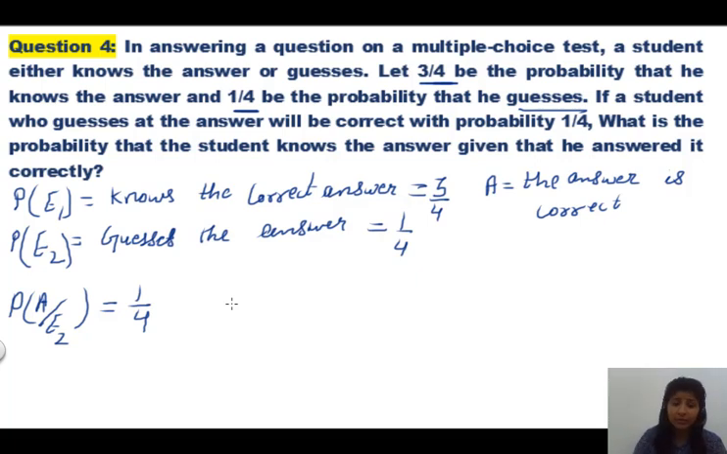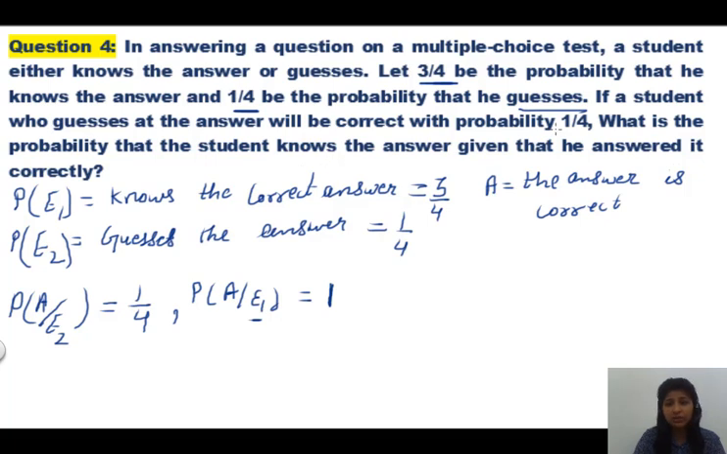What about P of A given E1? A given E1 means he knows the correct answer and on checking the answer is found correct. Now you see, if you know the correct answer of the question, definitely you will write that only and that is going to be correct itself. So that is a sure event. The probability of this will be 1. Clear?